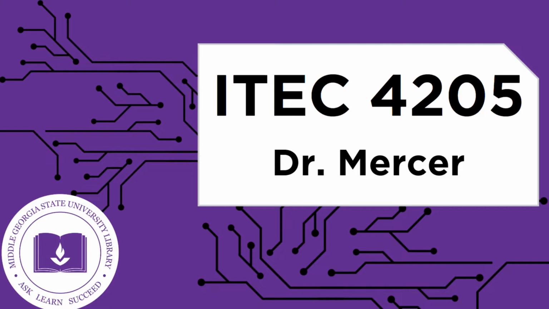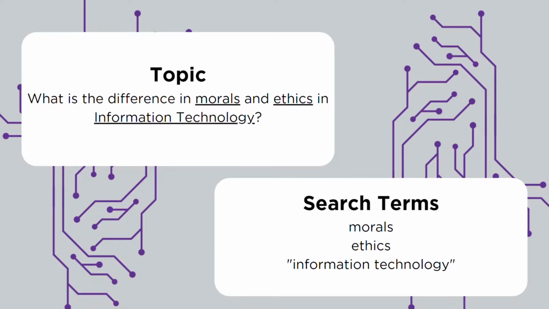Today I will be demonstrating how to perform a search in Galileo and cite your sources. Before we search, we need to know our search terms. When searching in Galileo, you need to search specific terms instead of full sentences. So if your research question is, what is the difference in morals and ethics and information technology? Your search terms would be morals, ethics, and information technology.